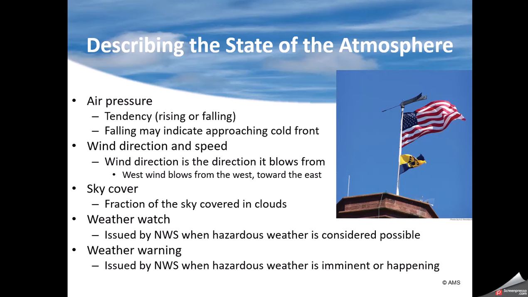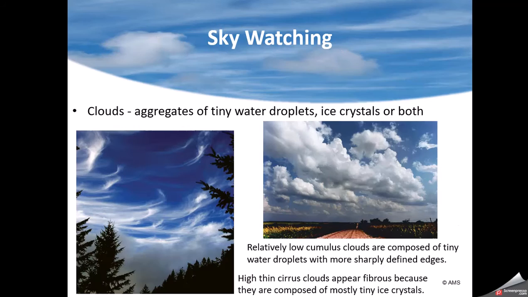Air pressure is another indicator of weather. Sky. Meteorologists love looking at clouds, and clouds are basically just groups of tiny water droplets or ice crystals, or sometimes they have a mixture of both. High, thin clouds, the cirrus, usually are ice crystals, and that's what causes the clouds to look a little different from each other. Lower clouds are more water, they look a little darker.